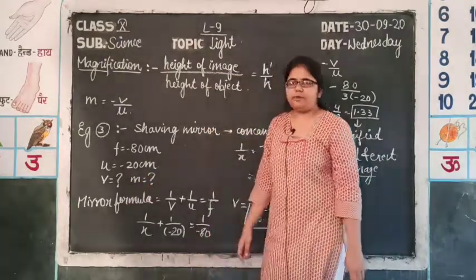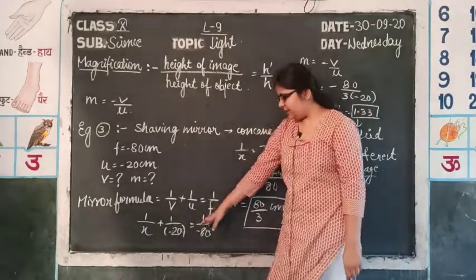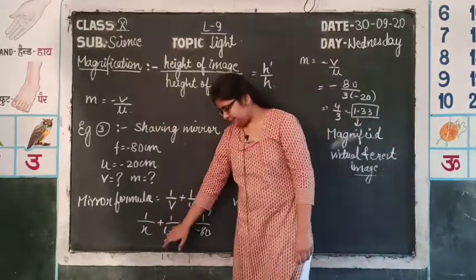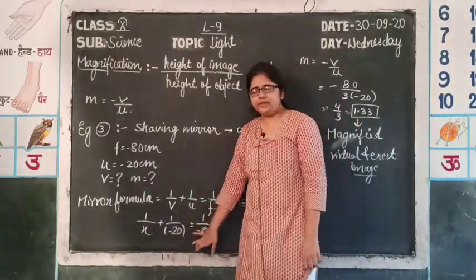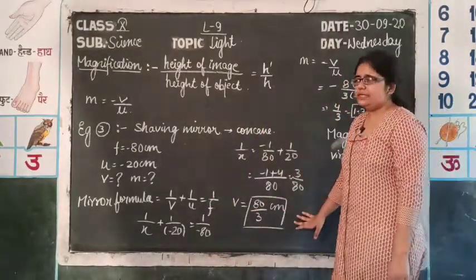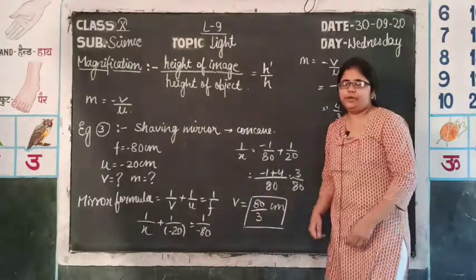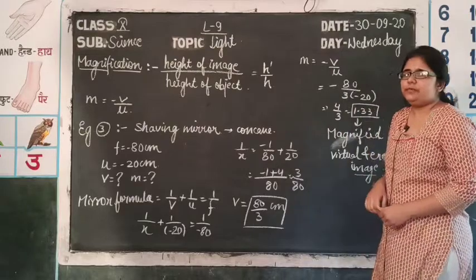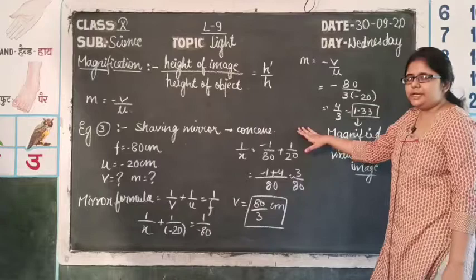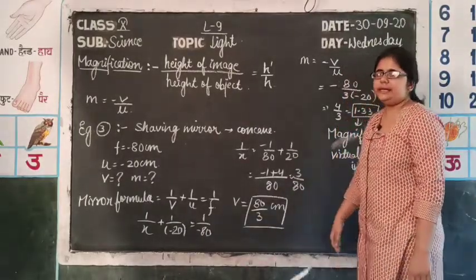First of all we will find v. The mirror formula is 1/u + 1/v = 1/f. We take v as x, u as -20 and f as -80, and by solving this equation we get v = 80/3 centimeter. By the positive sign, you can infer that the image will be formed towards the right hand side, and in a concave mirror, the image which is formed towards the right hand side is always virtual, erect and enlarged.